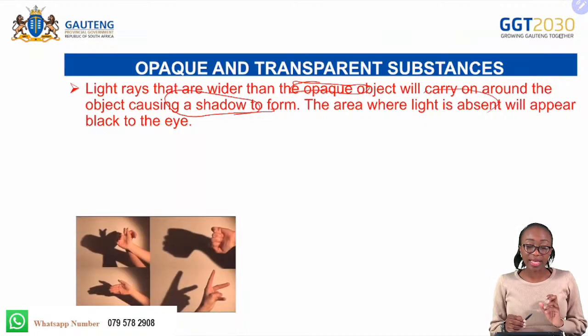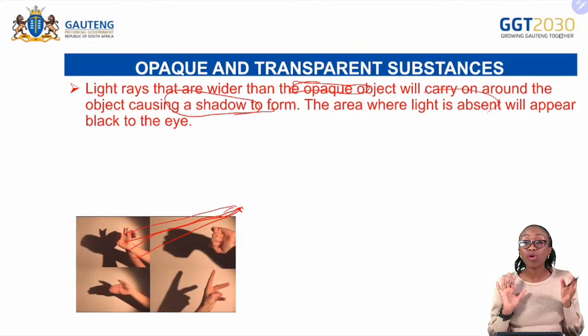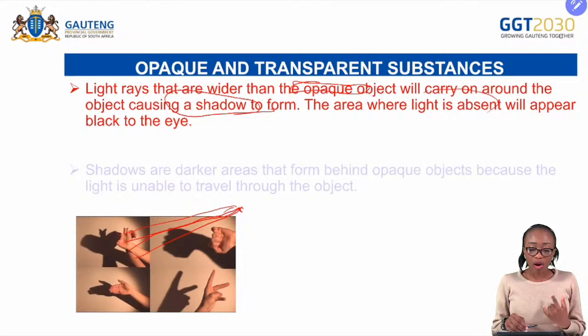So now let's look at this person who's making shadow figurines. Remember, light travels in a straight line. Light is coming from this end. So all the light rays that I'm drawing now with my pen have been blocked. Once they are blocked, a shadow forms because of the light rays that are able to carry on around the object. In this case, the object is this person's hand.